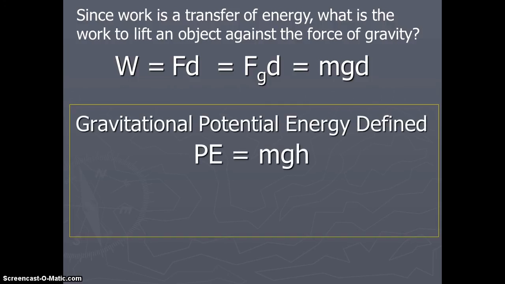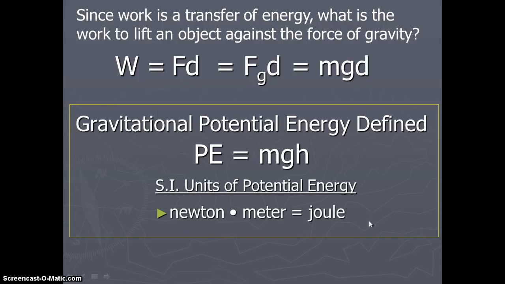When we're talking about lifting something against the force of gravity, instead of distance, we would use the concept of height. So this is where the definition of gravitational potential energy comes from. Again, it comes from our definition of work. And of course, we have the same units for potential energy. Whether we're talking about work, a transfer of energy, potential energy, or kinetic energy, it's all measured in the SI unit of joule.